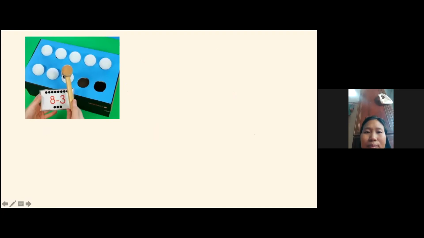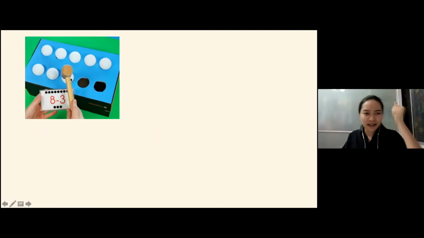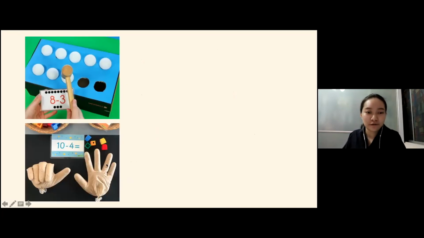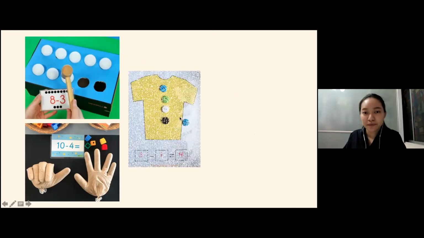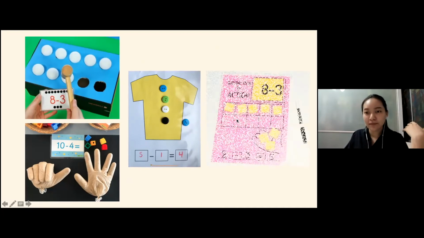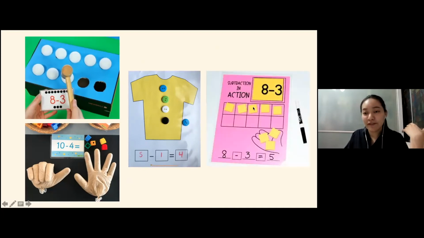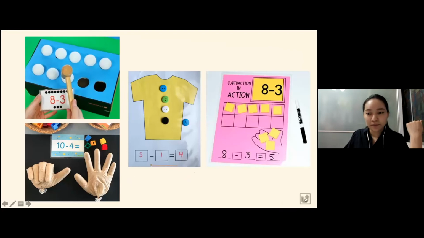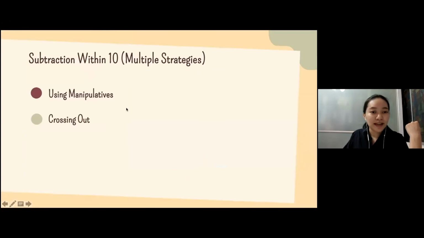So you can have this kind of activity in your classroom. 8, and then I have to knock down 3. 3 down. How many left? Or you can have this kind of material to help the kid visualize what is minus, what is subtract. Or you can have a 10 frame, 8, and take away 3. All right.